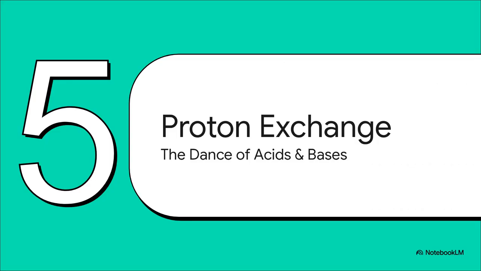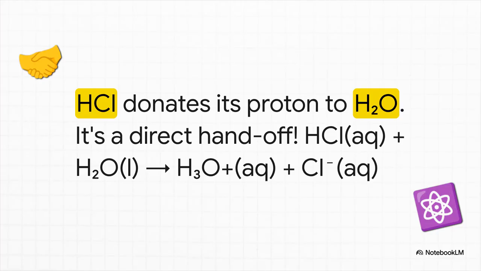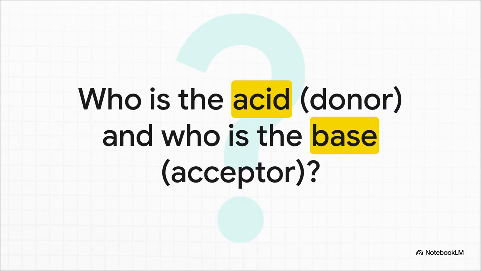So let's actually watch this proton exchange in action. This is where the beauty of the Bronsted-Lowry definition really shines. Okay, take a look at this reaction right here. We've got hydrochloric acid, or HCl, reacting with water, H2O. Now just watch that proton, the H+. The HCl molecule literally gives its proton away to the water molecule. It's a clean handoff. The HCl is left as just a chloride ion, Cl-, and the water, having accepted the proton, becomes H3O+.